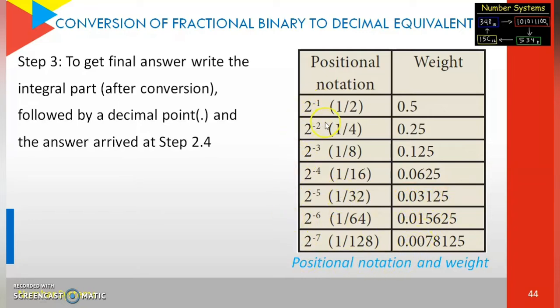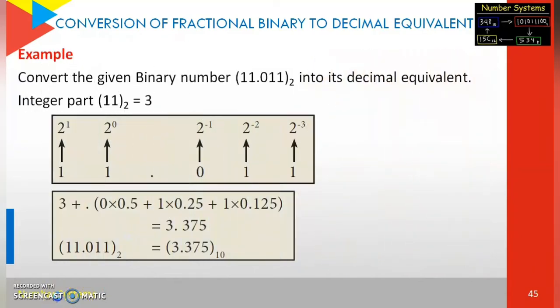Now you know how we can find the values for negative powers, that is 1 by 2, 1 by 4. For 1 by 2 power 2, what is the value of 2 power 2? 2 into 2, that is 4. That's why we write 1 by 4. This is the way you can find the values for negative powers. Positional notation and weights are given.